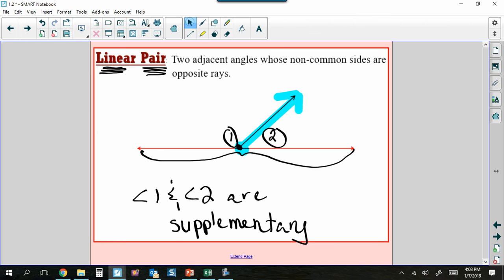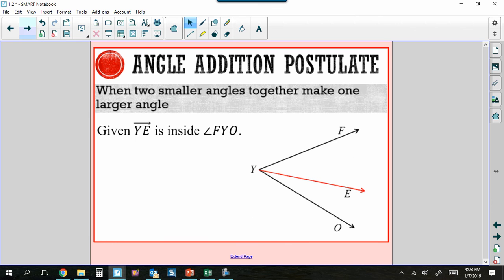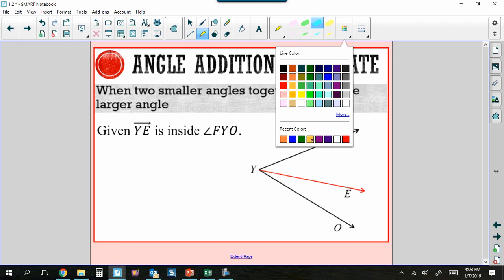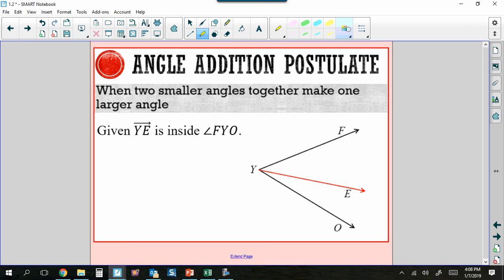Okay, so our last new word is the angle addition postulate, which is very similar to the segment addition postulate from 1-1. Basically, if you have two parts and you add the two parts together, they equal the whole thing. So, angle addition postulate, when two smaller angles are added together to equal a larger angle, is your definition.